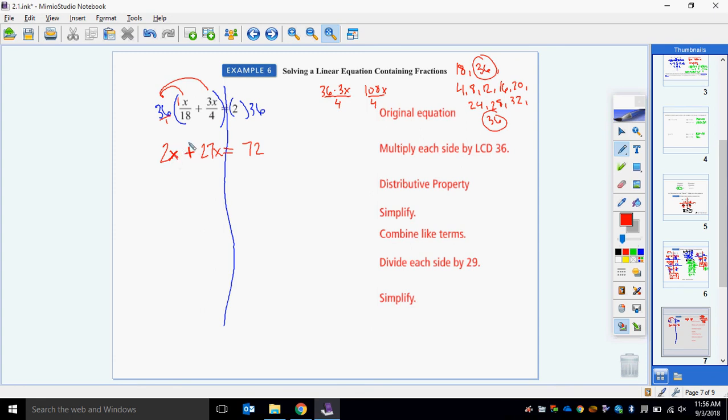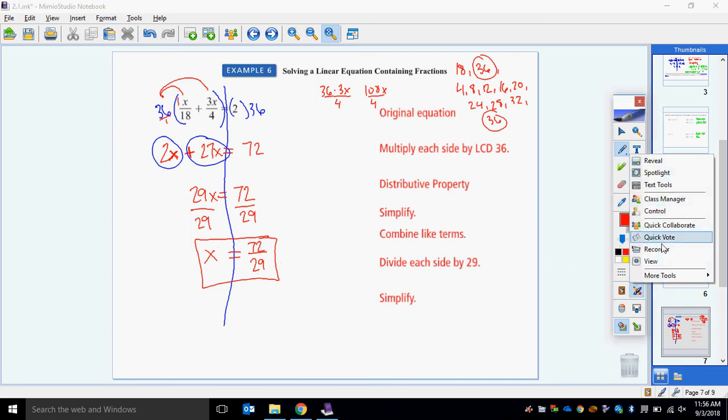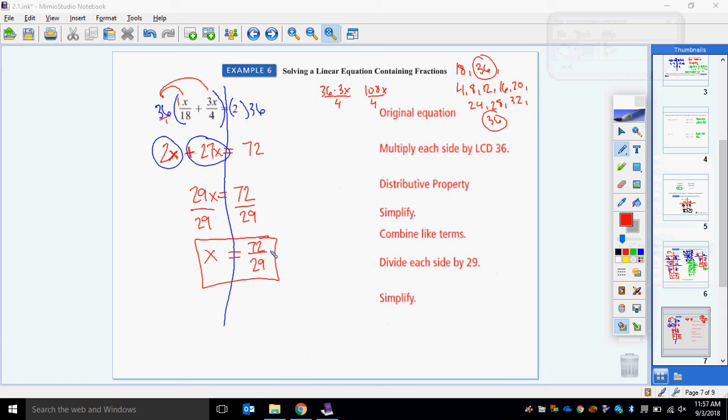Look, no more fractions. So now this just becomes a problem where I can combine like terms. 2x and 27x means 29x equals 72. And divide by 29. And I get 72 over 29 for my final answer. So I can't simplify this fraction. 29 is a prime number, so there's nothing I can divide the top and bottom by.